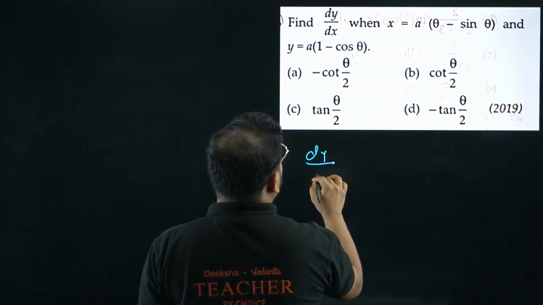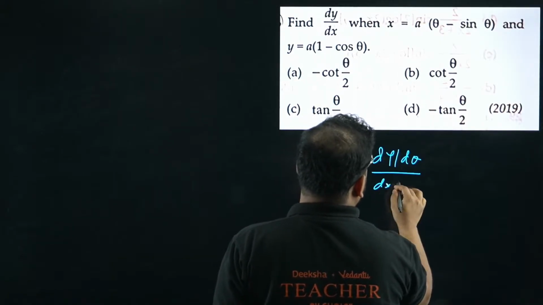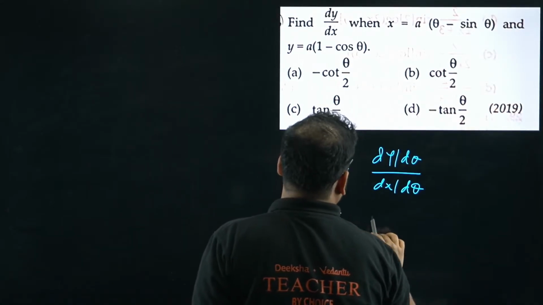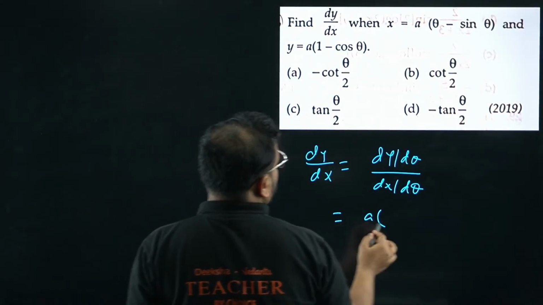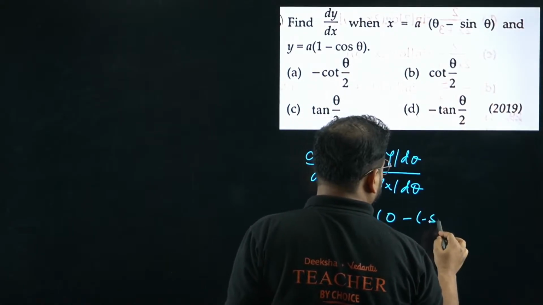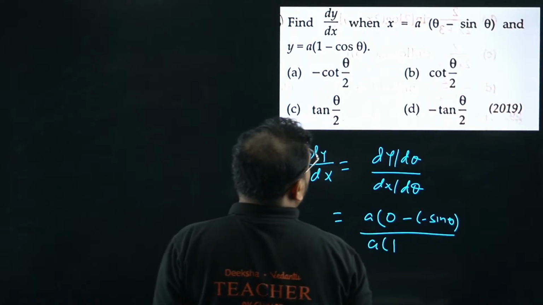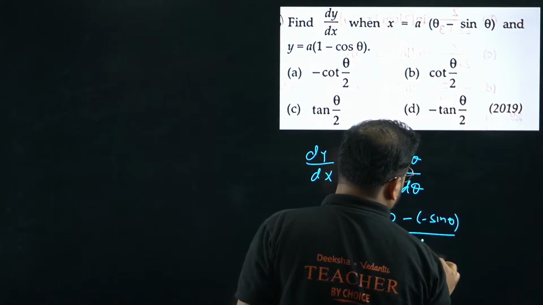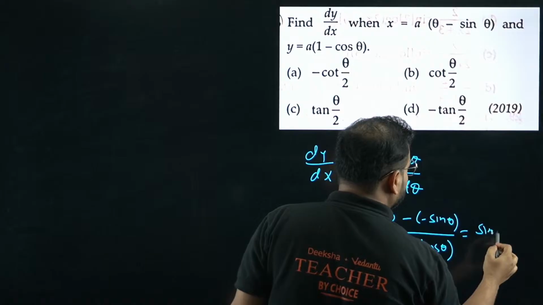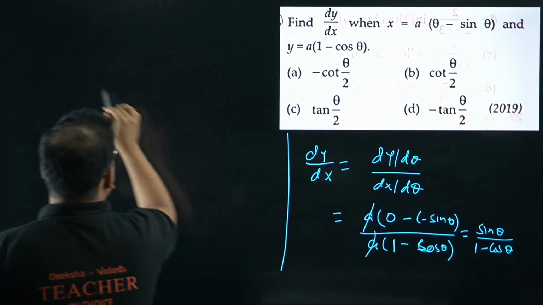So I have the value of dy by dx as dy by d theta upon dx by d theta. I'll have a as a constant, I can keep it over here, and a constant will become 0. I'll have here minus of minus sine, which gives sine theta for the derivative of a cos theta. Divided by, again a over here, and theta will become 1, and sine will become cos, so cos theta. A and a are cancelled. I'm getting simply sine theta by 1 minus cos theta. This is my derivative, right?